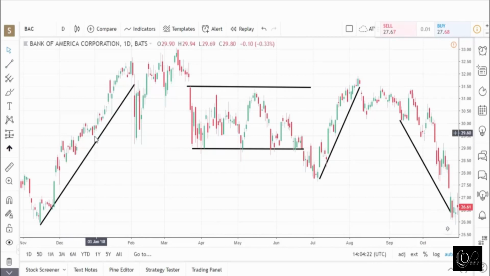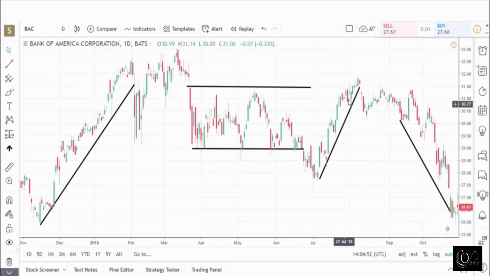At the beginning of the chart, we have an uptrend as the stock moves from $26 or so to around $32.50. A consolidation pattern as the stock moves from $31.50 to $29. The prices are all shown on the right-hand side of the chart here. And as we move the mouse up and down, you can see the price change.